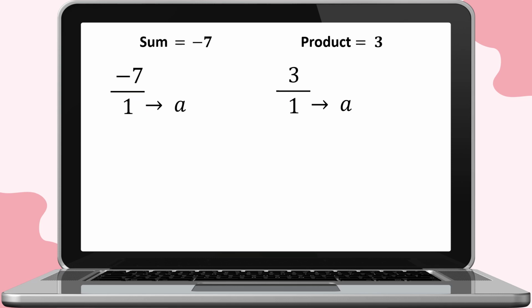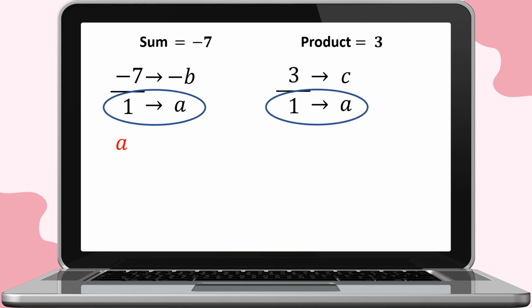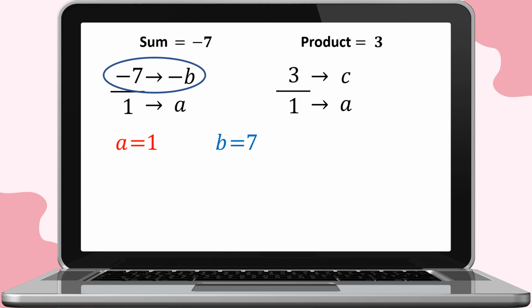The numerator of our sum will now be our negative B. And the numerator of our product will be our C. A is equal to positive 1. B is equal to positive 7. And C is equal to positive 3. Our equation is written as x squared plus 7x plus 3 is equal to 0.